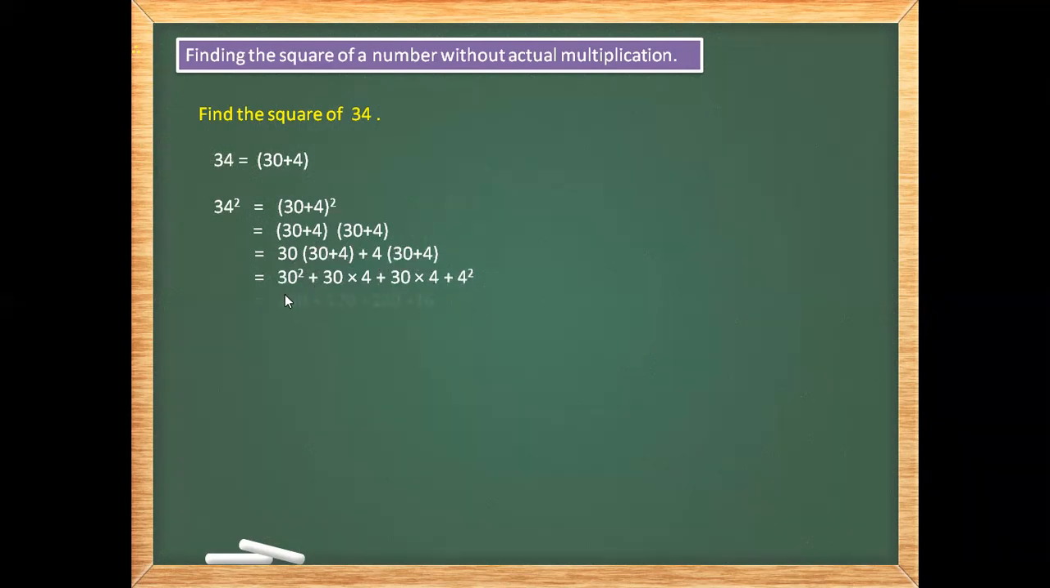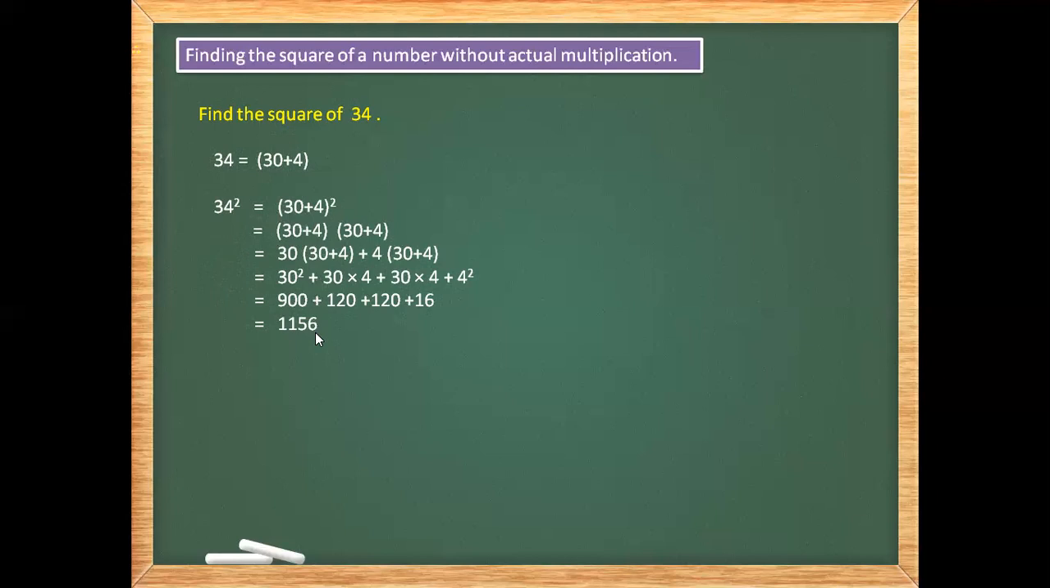Now write down the values. 30 square is 900. 30 into 4 is 120, again 30 into 4 is 120. And what is the square of 4? 16. Now add all these numbers. What are you getting? You are getting 1156. Thus, you have found the square of 34 without doing actual multiplication. Means instead of doing 34 into 34, we can find the square of 34 in this way.